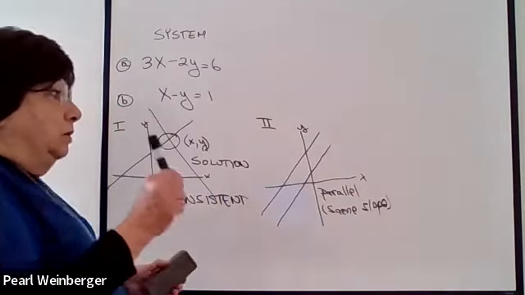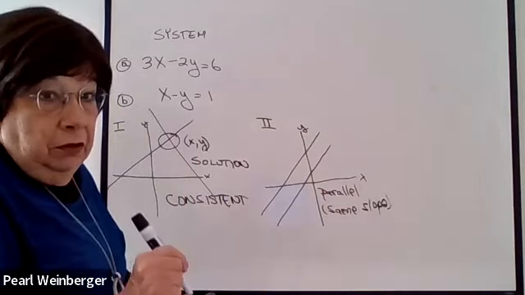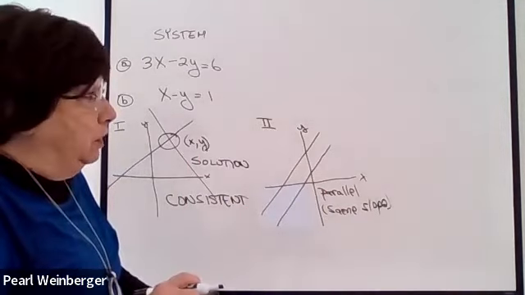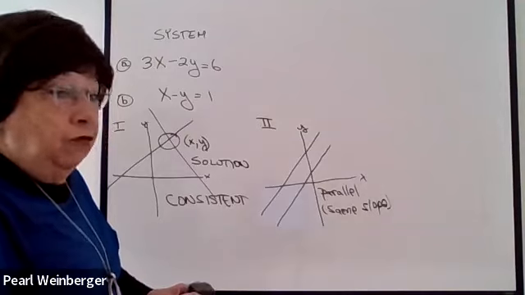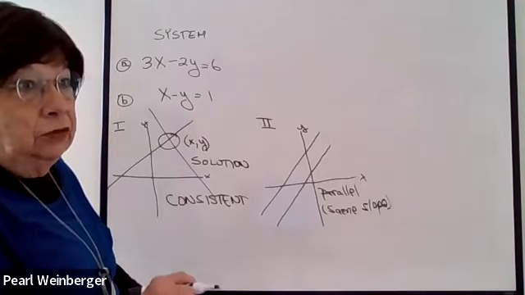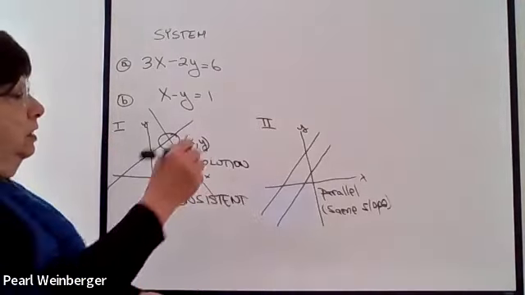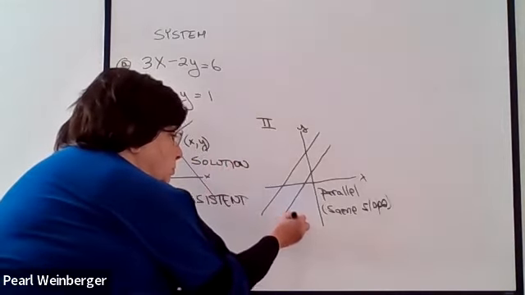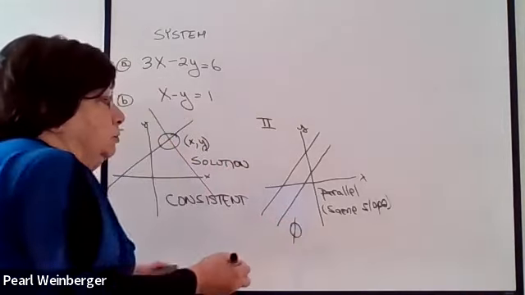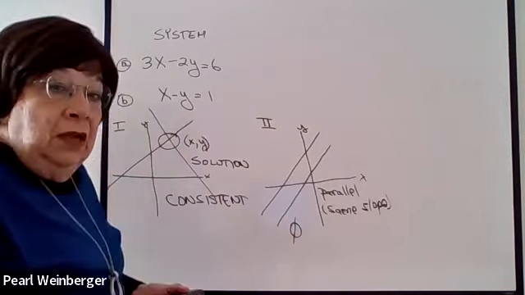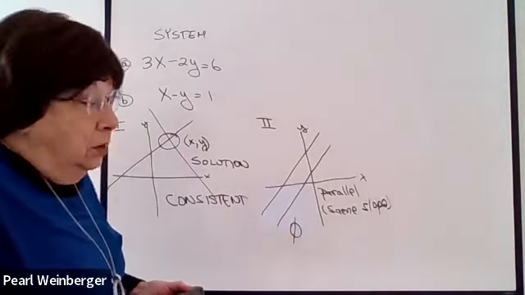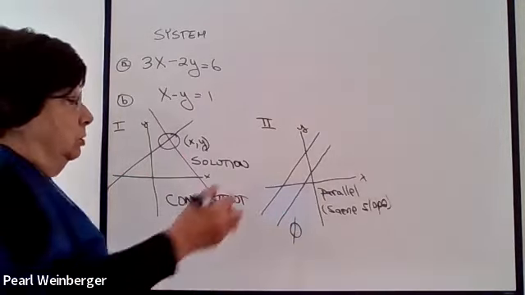Well, remember, we said when we're looking for the solution of a system of equations, we're looking for where the two lines intersect. Obviously, here, there is no solution because the two lines are parallel. They're never going to meet. There's no solution.